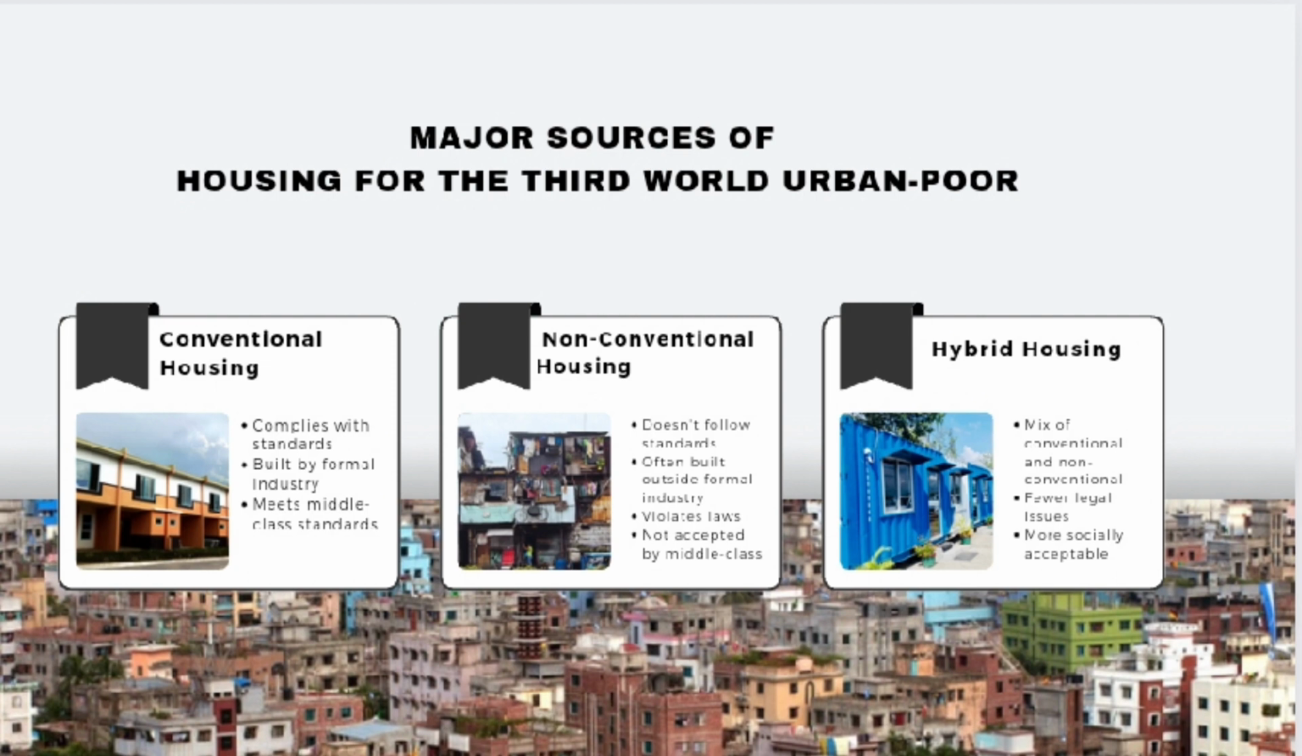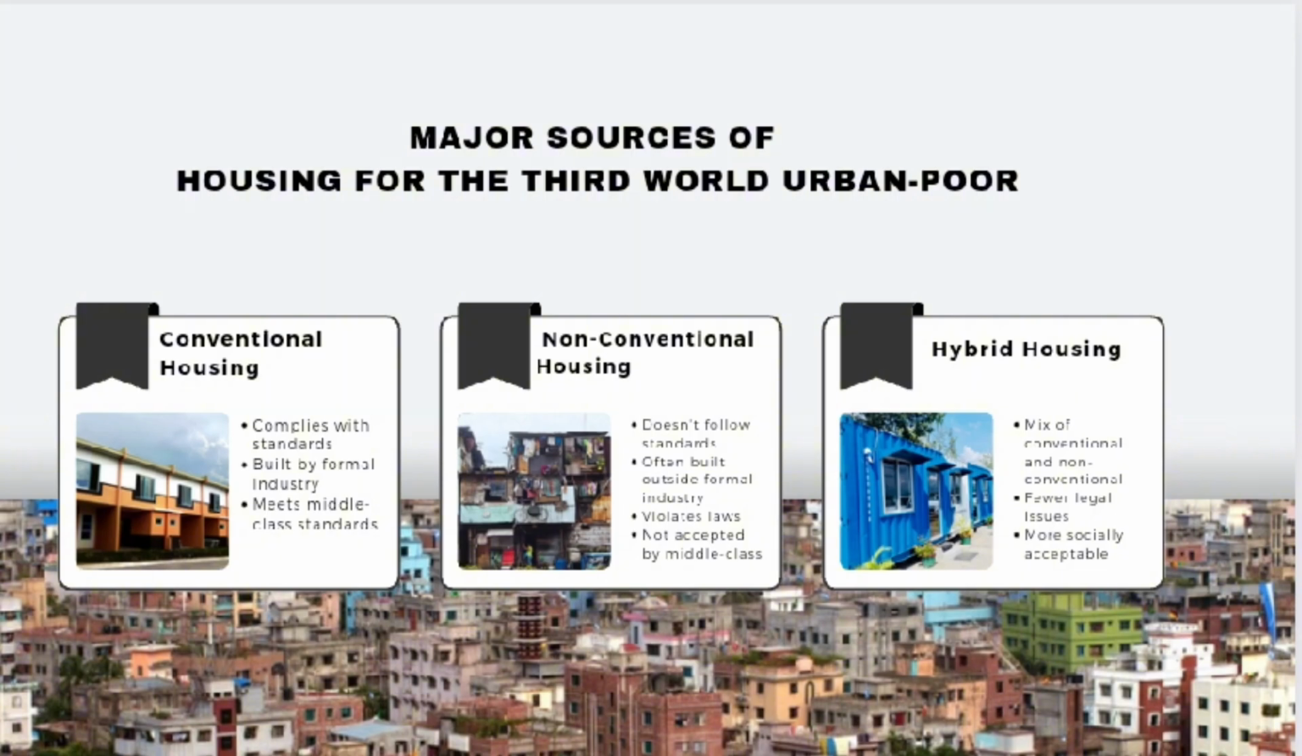And next is non-conventional housing. This type of housing is quite different. It doesn't follow the usual rules and is often against the law. So it's typically built by individuals, coming from the family, from the parents, to their children. And there is another category which is called hybrid housing. They break fewer laws than non-conventional housing, making them more socially and politically acceptable.